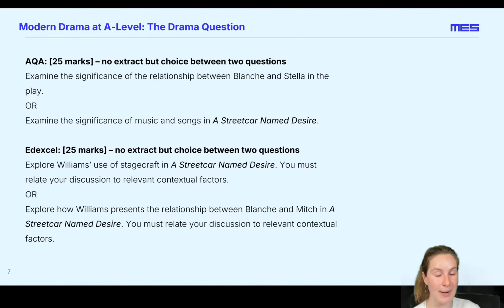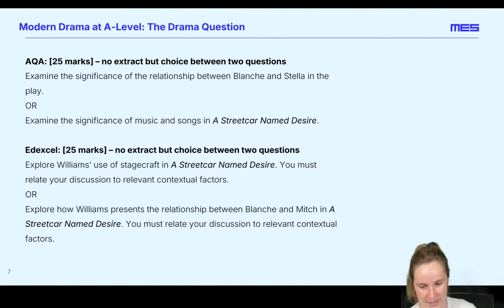If you're relying on that blank copy of the text, that will be wasting some of your time that you have to write a 5-paragraph essay. Edexcel, again, no extract, but a choice between the questions. Explore Williams' use of stagecraft. So that means the ideas about this being a play. So, for example, the setting, the dialogue, the stage directions, etc.